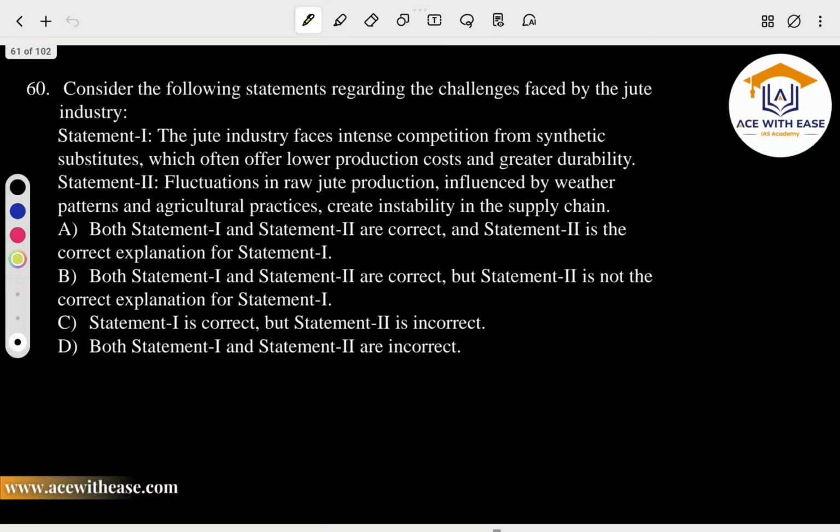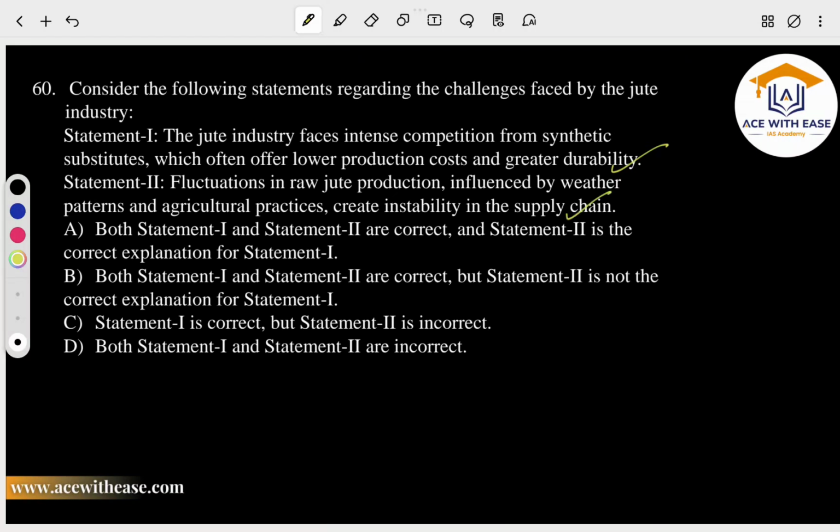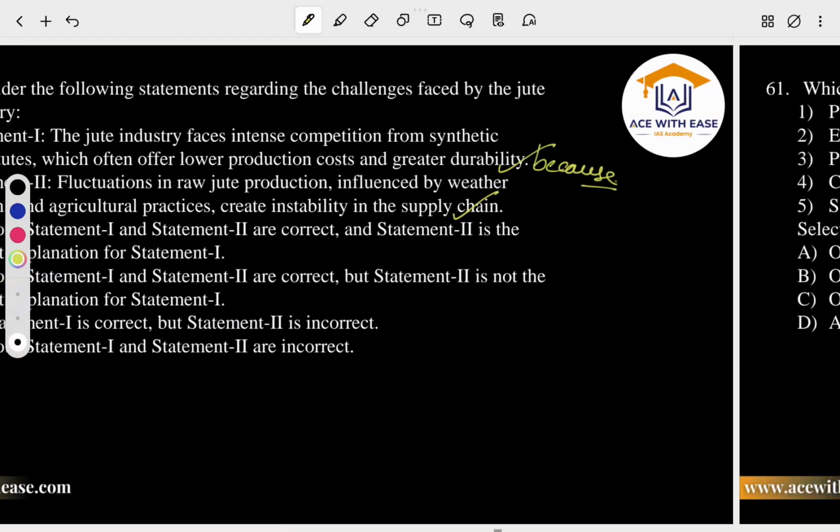60th one, jute industry. Statement 1: jute industry faces intense competition from synthetic substitutes which often offer lower production cost and greater durability. Yes. Fluctuation in the raw jute production influenced by weather patterns, agricultural practices create instability in the supply chain. Yes. Both are correct. But again, when we put "because", it is not explaining. So the option here is B. Both 1 and 2 statements are correct, but statement 2 is not a correct explanation for statement 1.